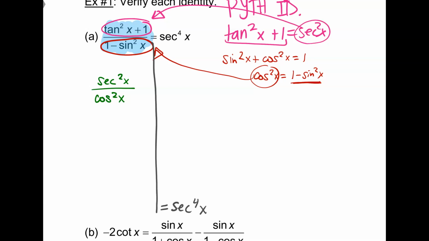Then I have this cosine squared x on bottom. So maybe I should rewrite this a little differently. So if I say, okay, secant squared x times 1 over cosine squared x, how could I rewrite this portion? Yeah, this is literally secant squared x. So I have secant squared x times secant squared x.